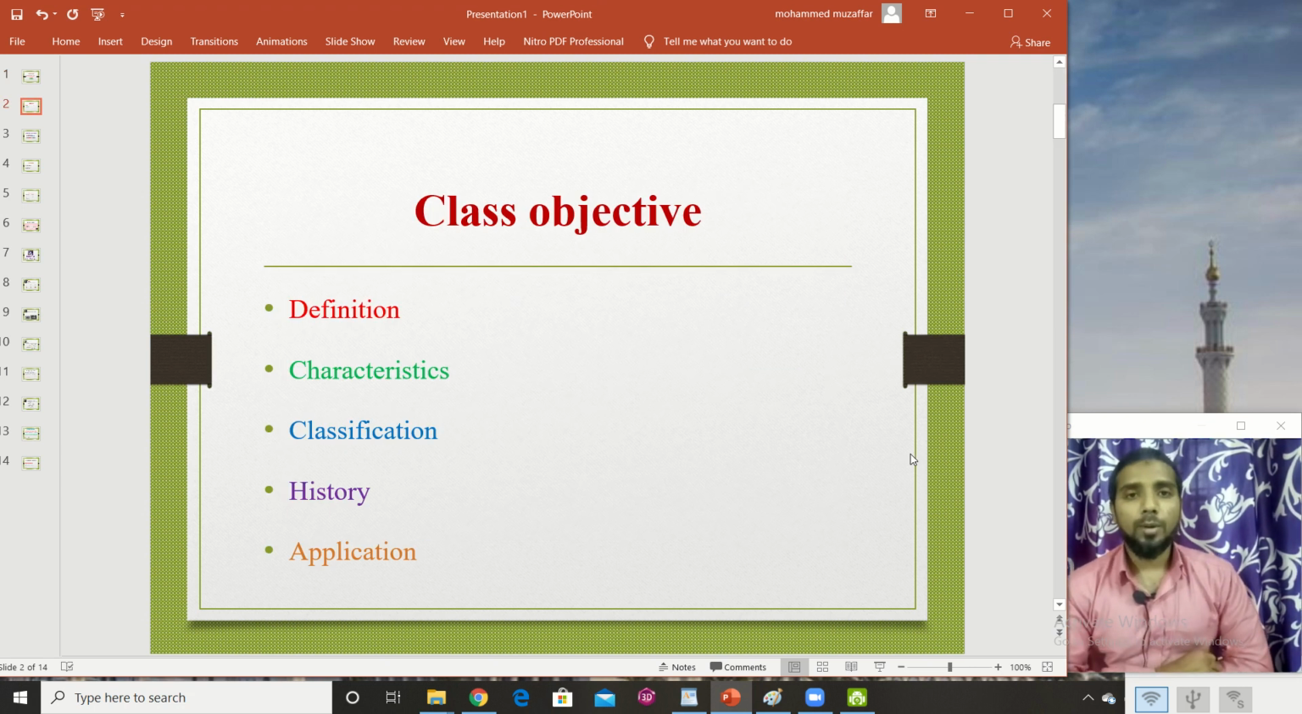As you know, microbiology is a branch of science, isn't it? Biology means the study of living organisms, and microbiology means the study of living organisms which are in micrometer of the size, which are tiny sized organisms, isn't it? So, as every branch of science has its definition, similarly, microbiology has a specific definition. So, first we'll be dealing with the definition of microbiology. Next will be the characteristics.